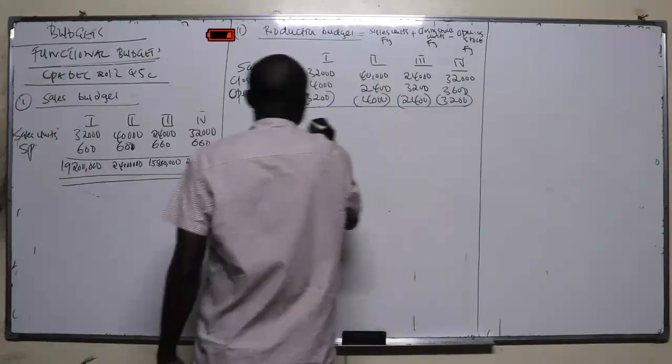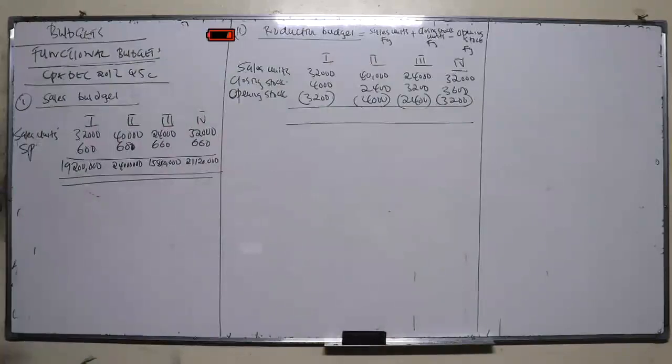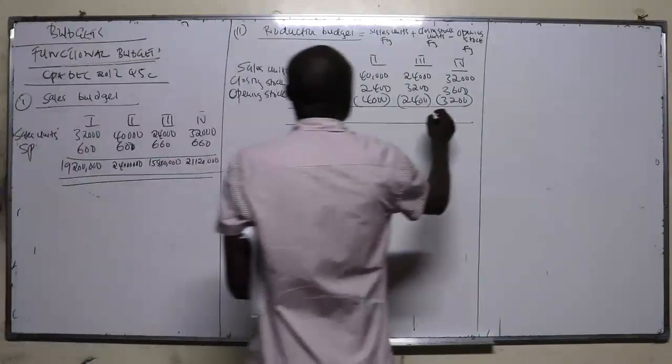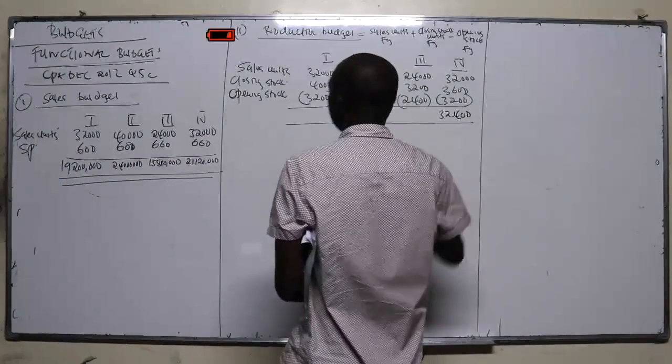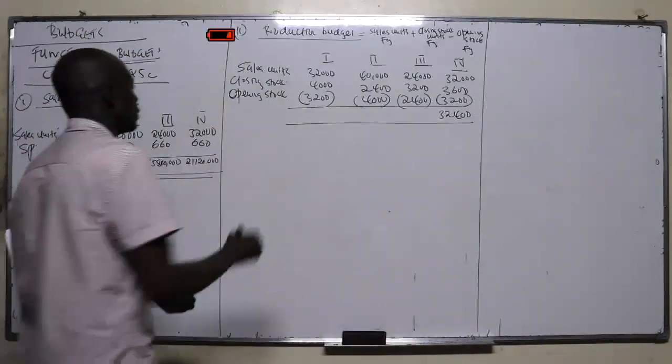So here we get the production units. This one, 32. The first one, 32.